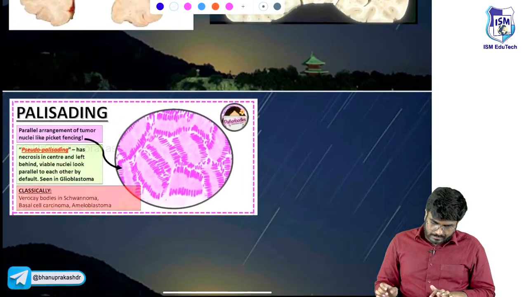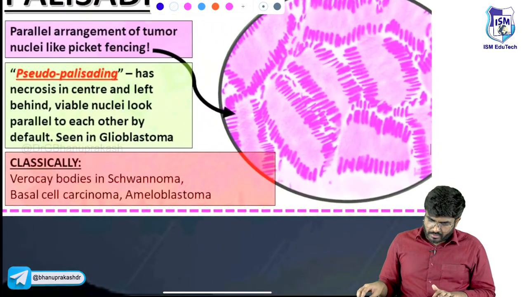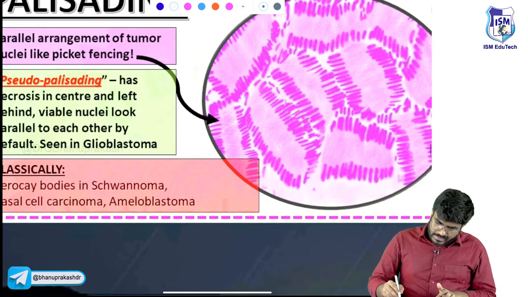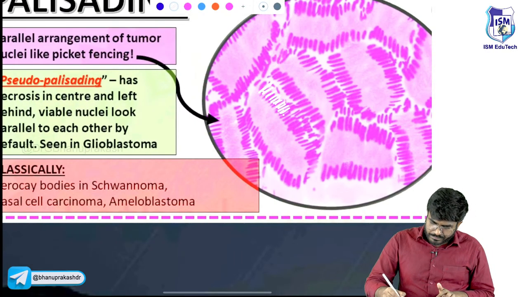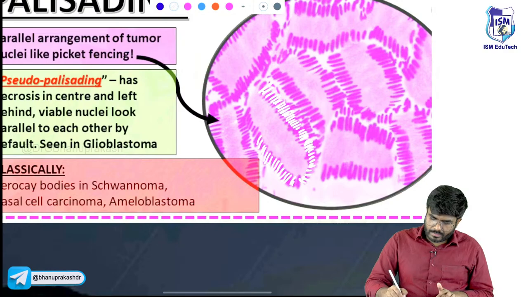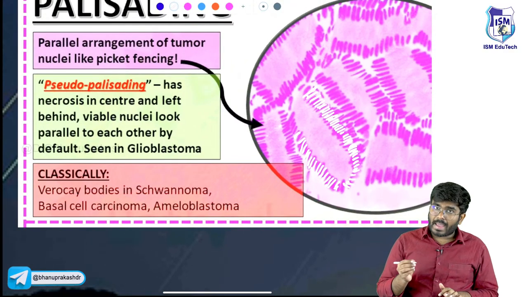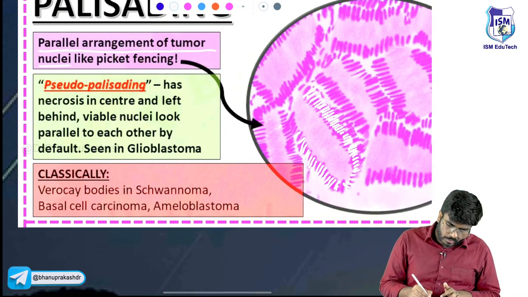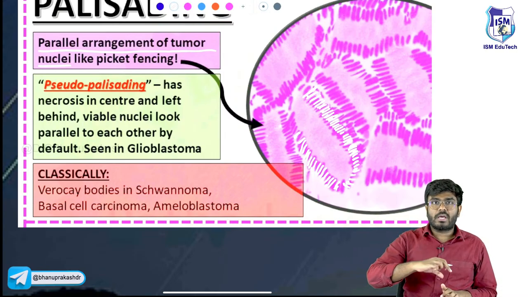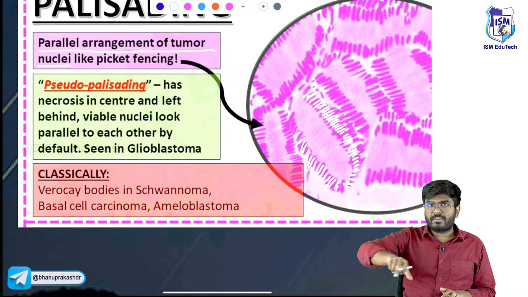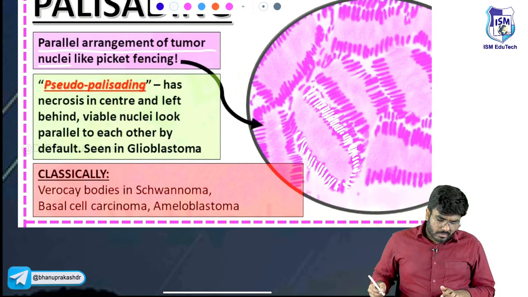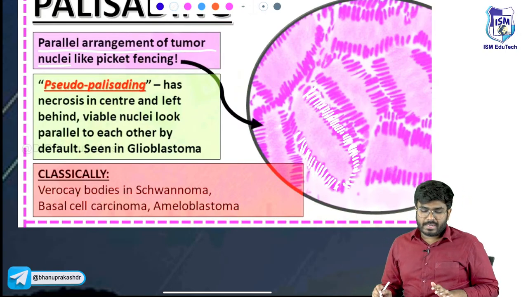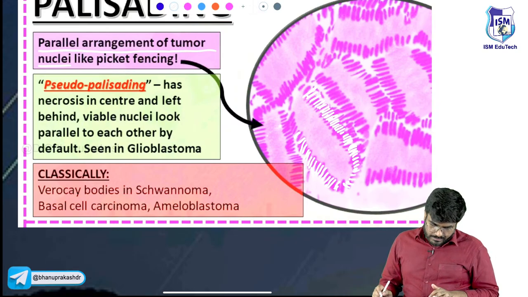So what exactly are these? Look here, this is the image which I have found. This is pseudopalisading. The tumor cells are sitting like a wall. This is called a pseudopalisading arrangement, the parallel arrangement of the tumor nuclei, looking like a fence around the house, or a picket fence, you know the picket fence, right? So this is called a pseudopalisading arrangement.